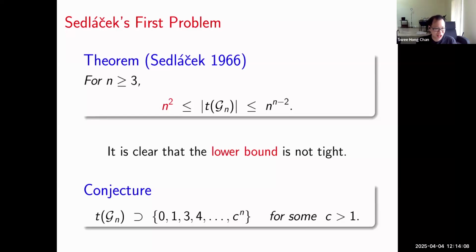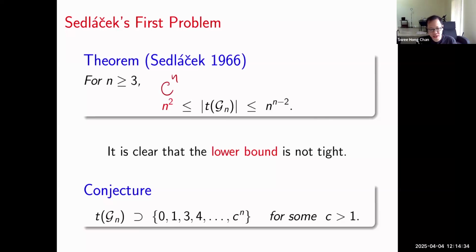As you can see, it's clear that this lower bound is not tight. It's not the best lower bound you can get. And in fact, that's why there's this conjecture, which in particular would imply that this bound should be exponential. That maybe it should be c to the power of n, for some c that is for now unknown.